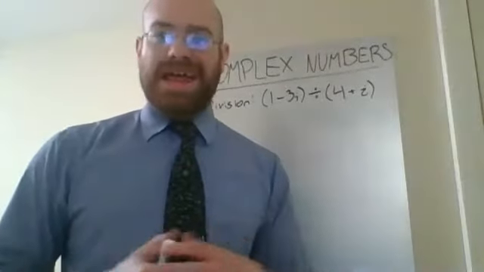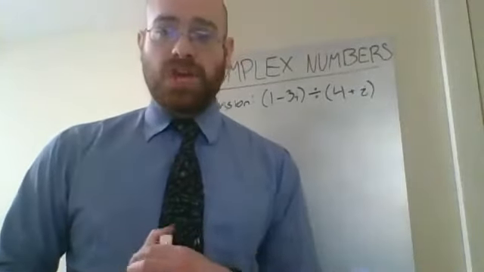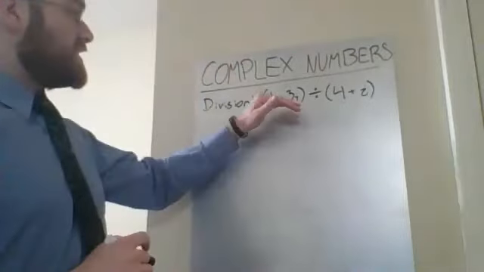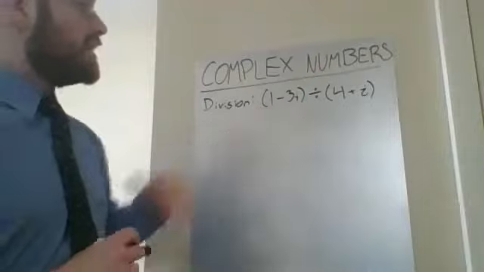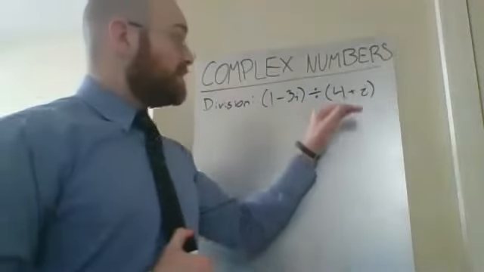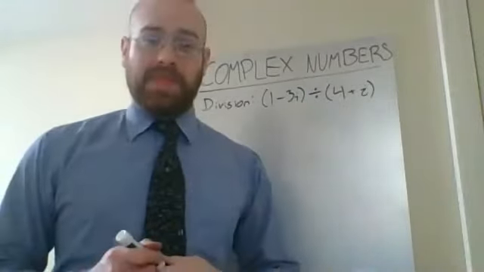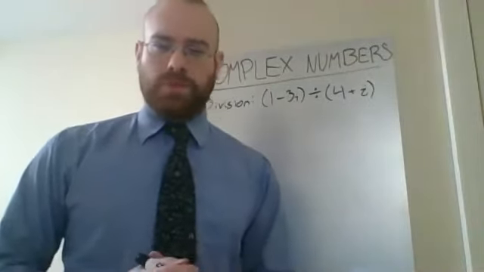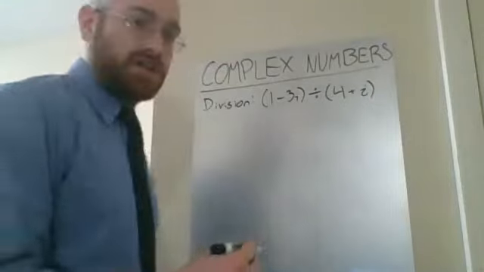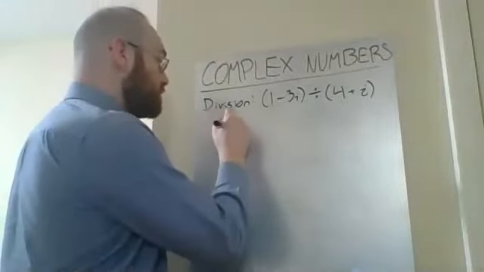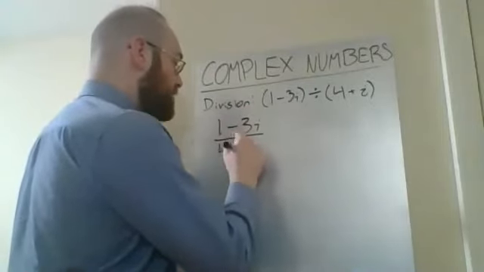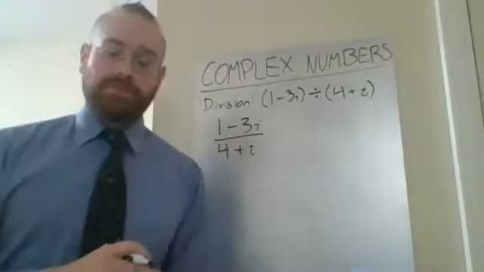So this is our last video on complex numbers. We are going to tackle dividing complex numbers. So our example is 1 minus 3i divided by 4 plus i. So the first thing we want to do is write this as a fraction. So I'm going to have 1 minus 3i in the numerator and 4 plus i in the denominator.